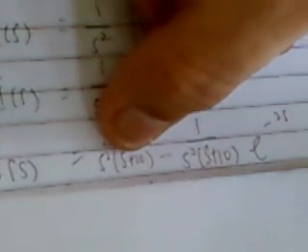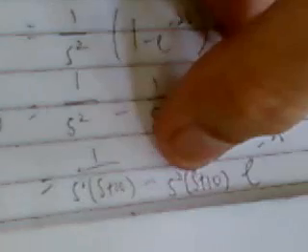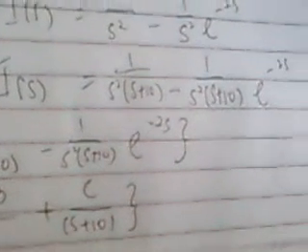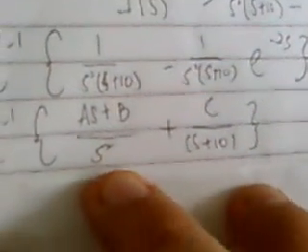Then we will bring the (s plus 10) over to the right hand side. That means I(s) is equal to 1 over s squared (s plus 10) minus 1 over s squared (s plus 10) e to the power of minus 2s. Now we need to inverse Laplace I. We inverse Laplace. We use partial fraction.